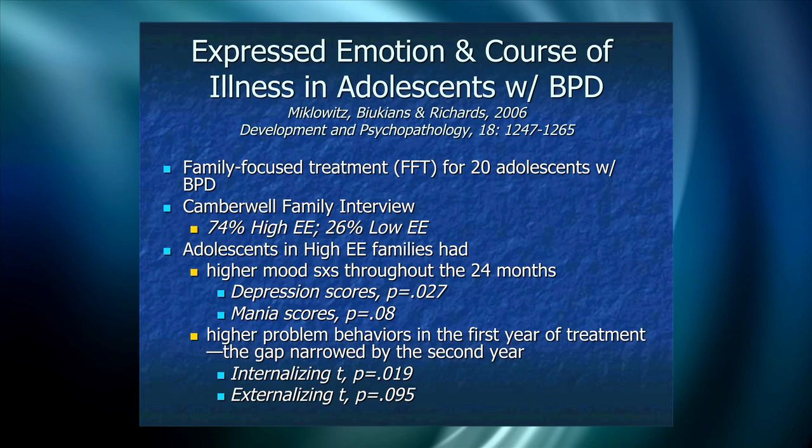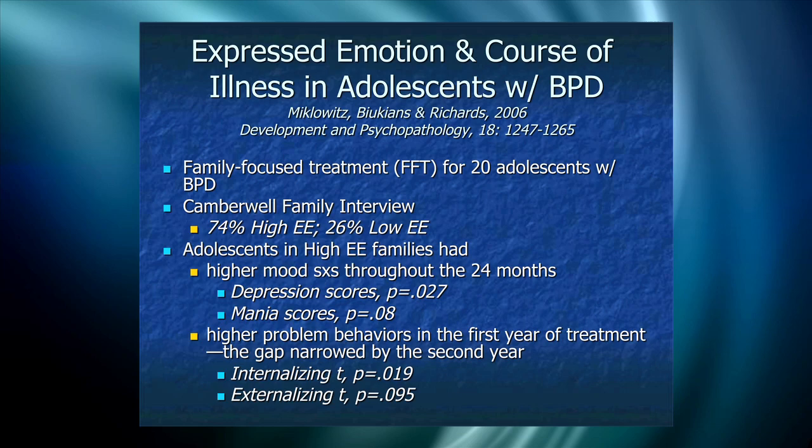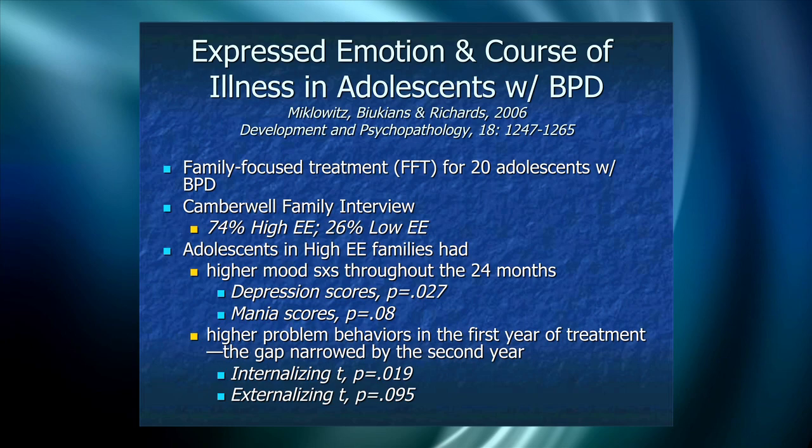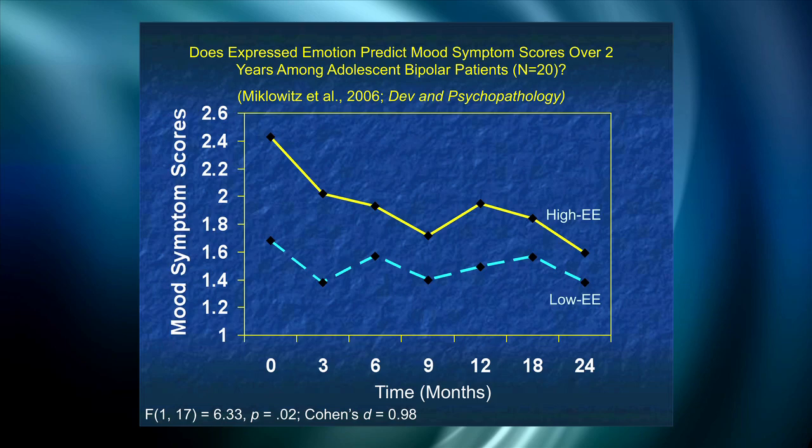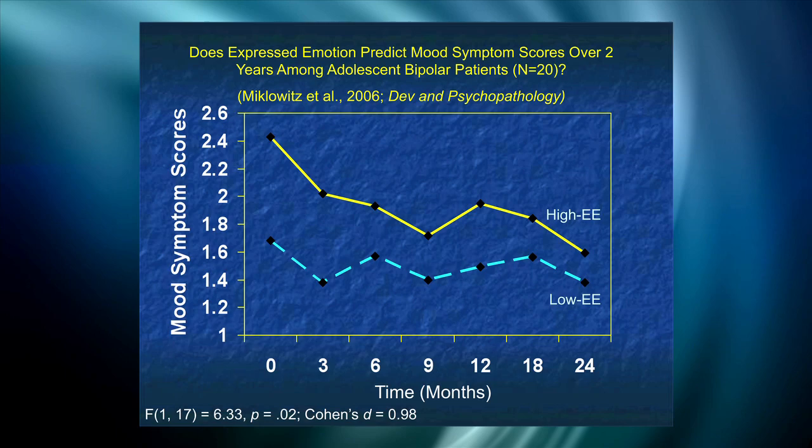They found that the adolescents in the high EE families had higher mood symptoms throughout the 24 months that they followed these kids in the study. They also had higher problem behaviors in the first year of treatment, and that gap started to narrow by the second year when they were getting treatment. And here you see that in a nice graph. So you see the high EE in yellow and the low EE in the blue.